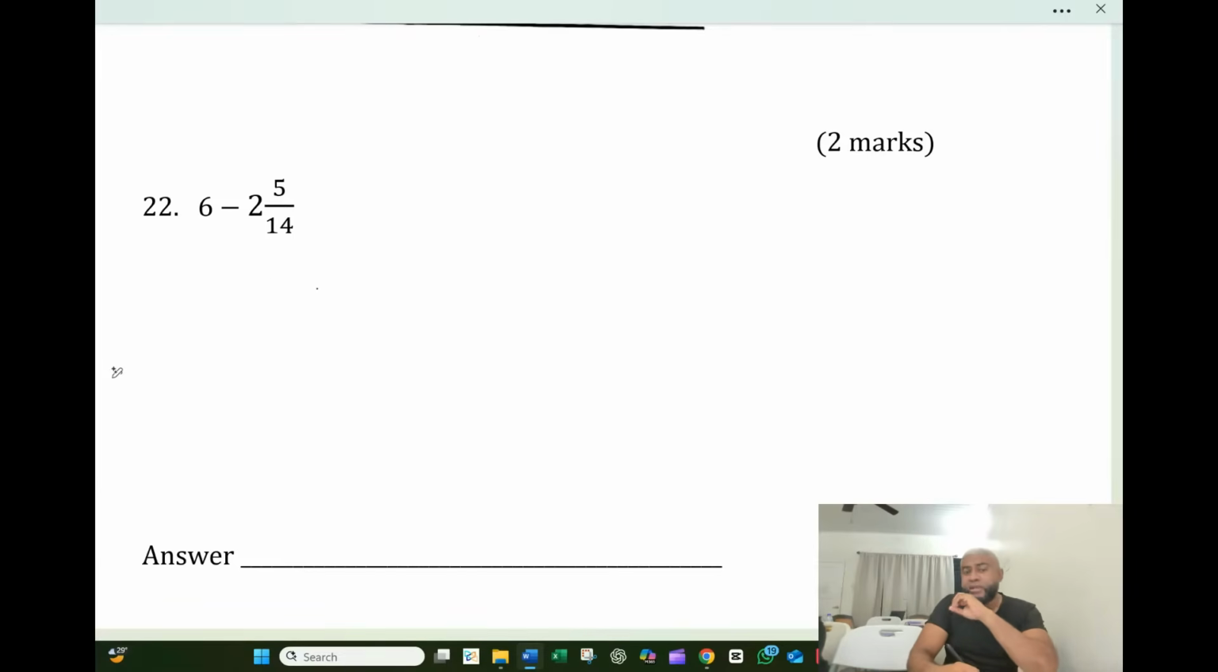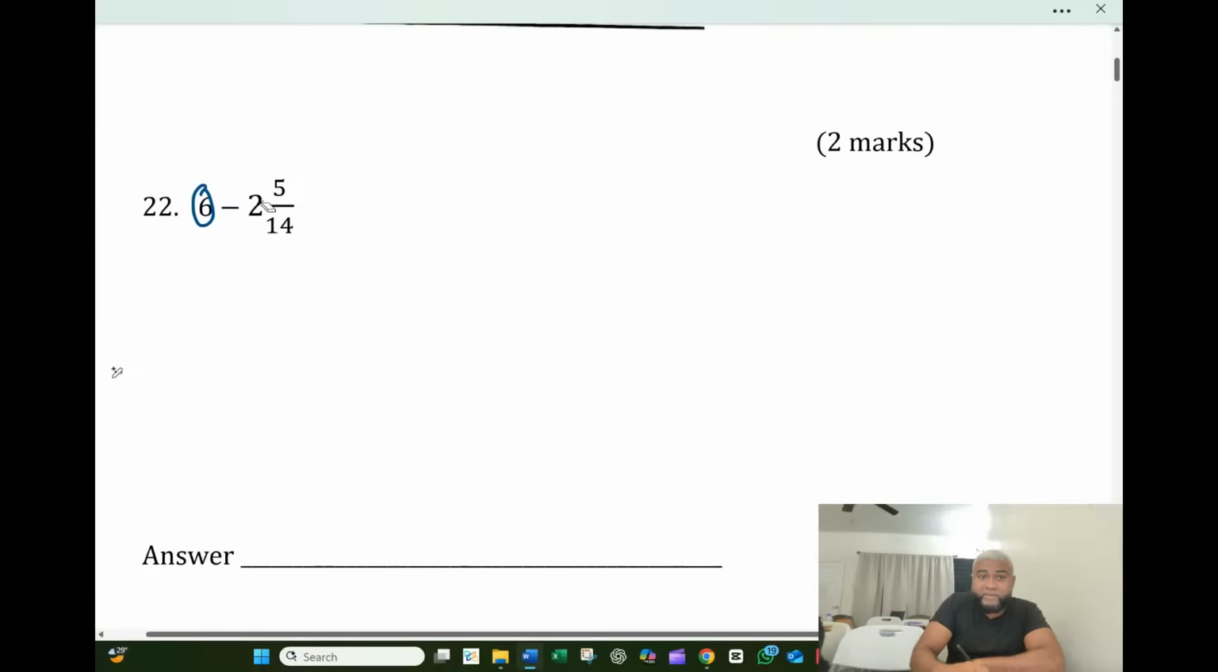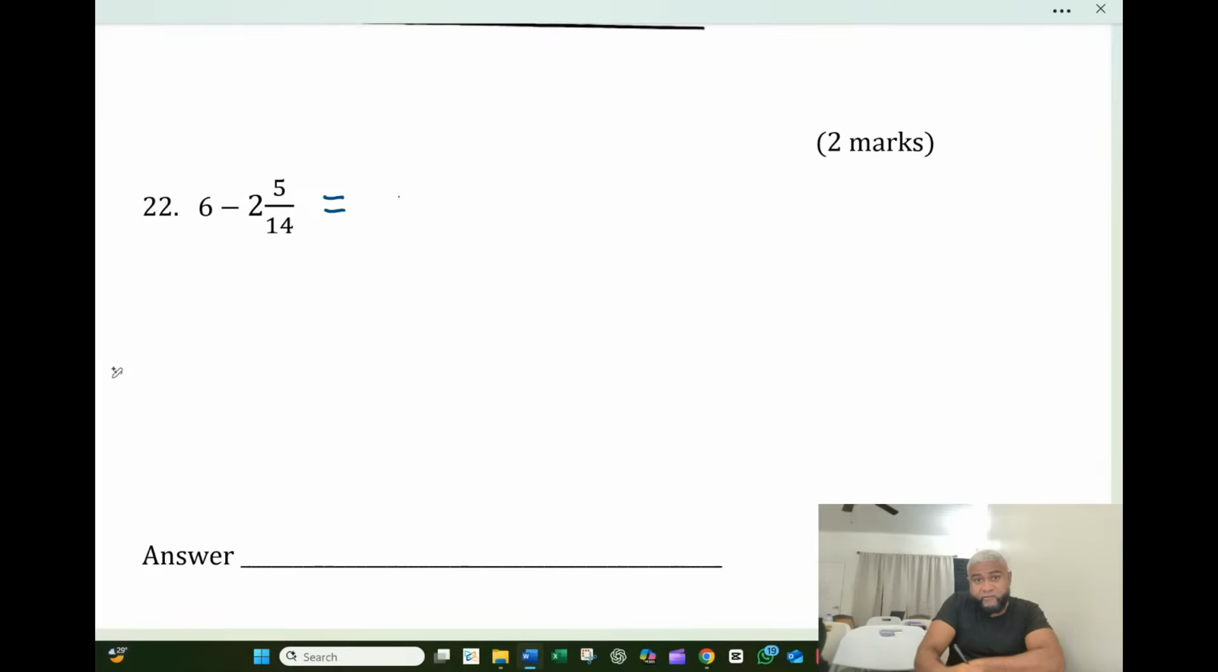Right, let's go here. So you have 6 minus 2 and 5 over 14. What we would do here is we would subtract the whole numbers first. So when we do 2 from 6, that will give us 4. So this will basically be equal to 4 minus the fraction, which is 5 over 14.